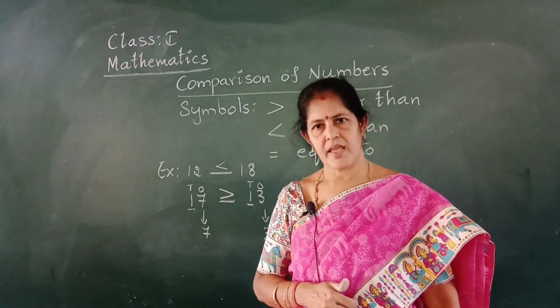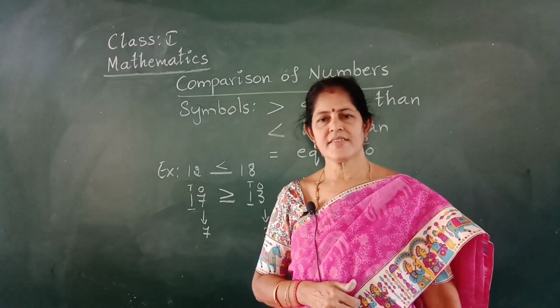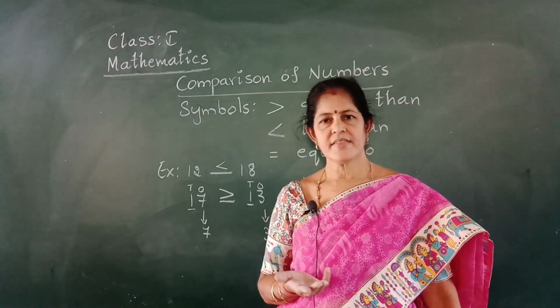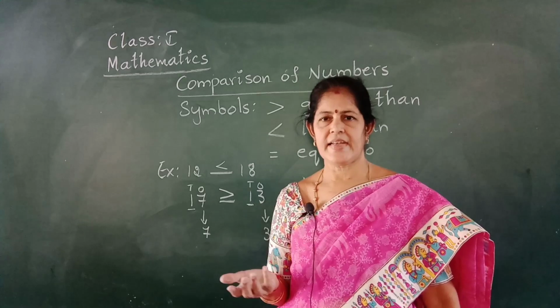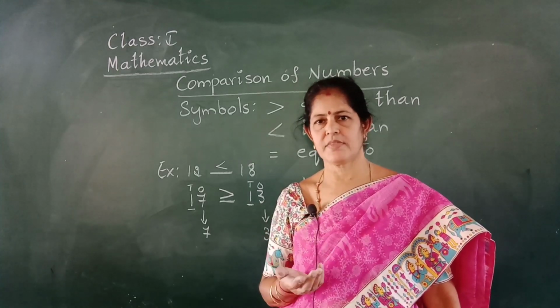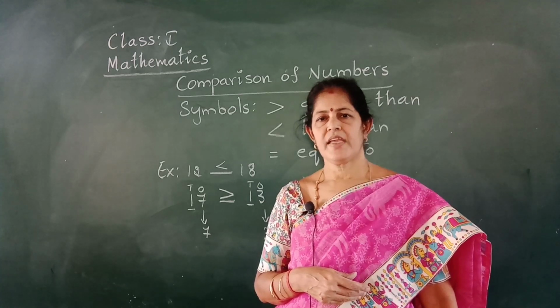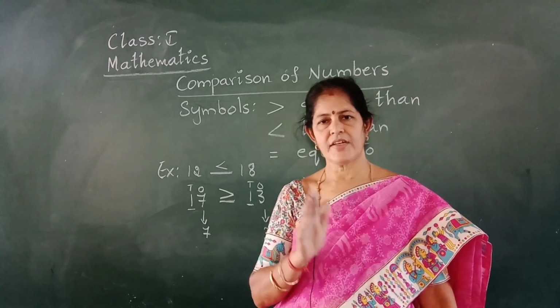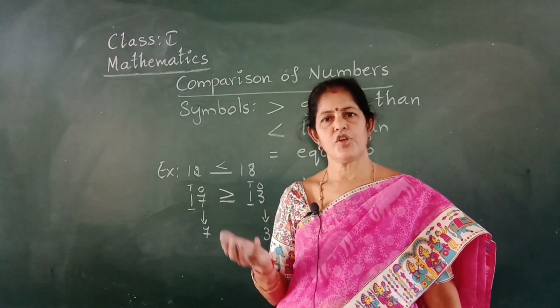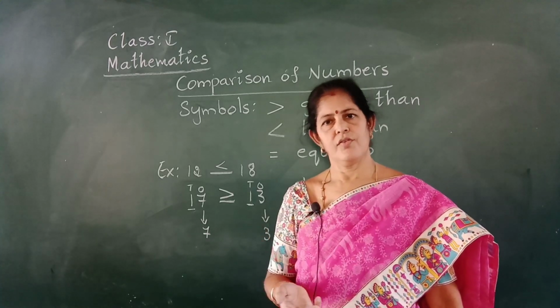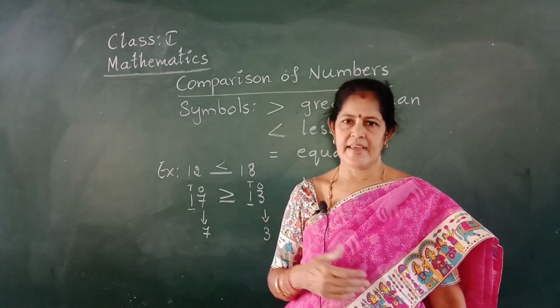Learn the table of 3 and practice spellings from 11 to 20. Spellings means number names: ELEVEN 11, TWENTY 20. 11 to 20 number names you have to learn. Okay, we continue in the next class.